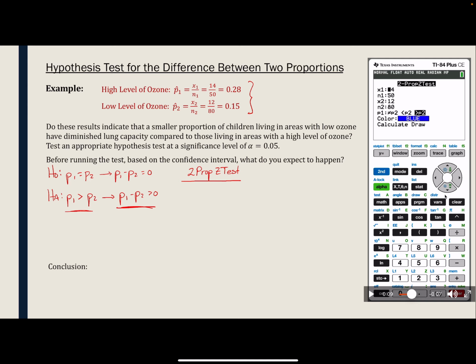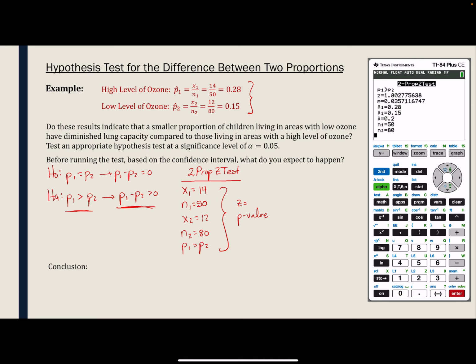So right here, again, we enter that same information if it's not already there. But I also want to show my work to get that partial credit. And then we would say that P1 is greater than P2. And we're going to get our test statistic, which will be a z-score, and then a p-value. So we have a z-score of 1.8 and a p-value of 0.036.